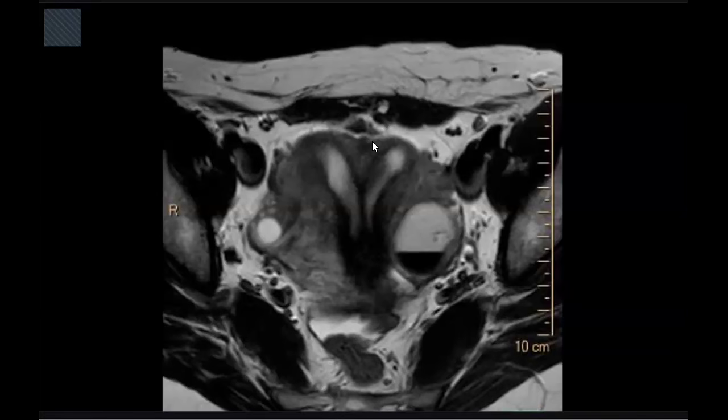There is a fundal cleft more than 1.5 centimeter. It favors bicornuate uterus. If the fundus is preserved and there is a septum, then it will be more septate uterus. What's your final diagnosis and management?